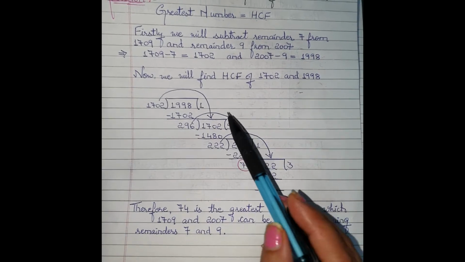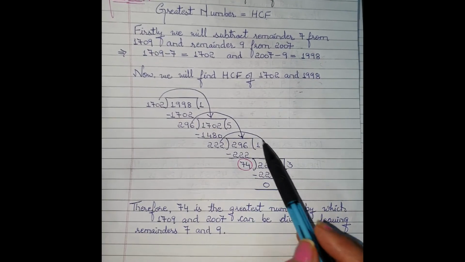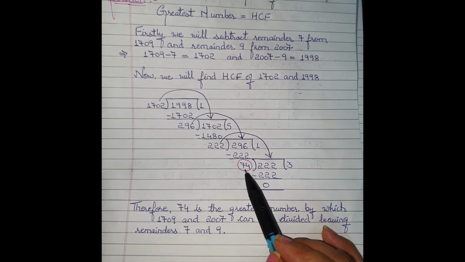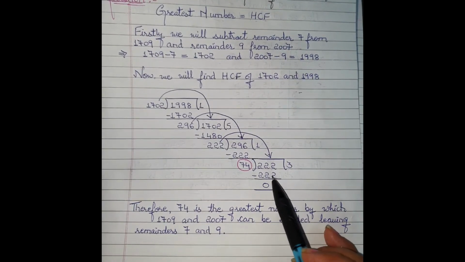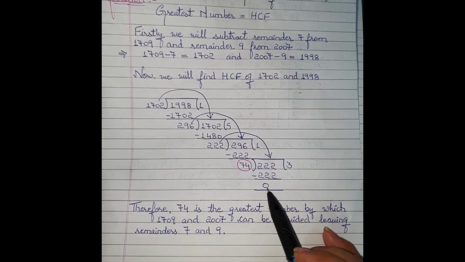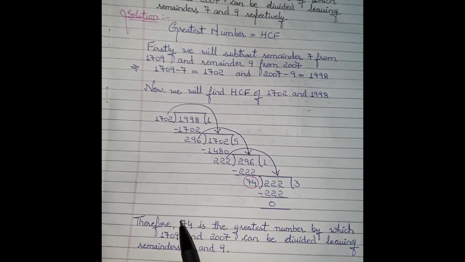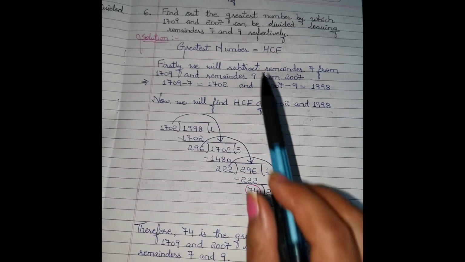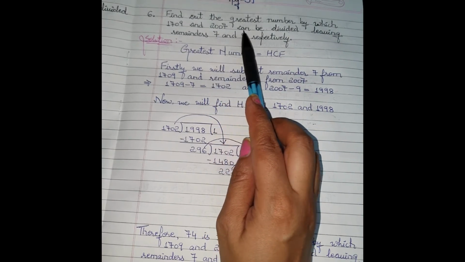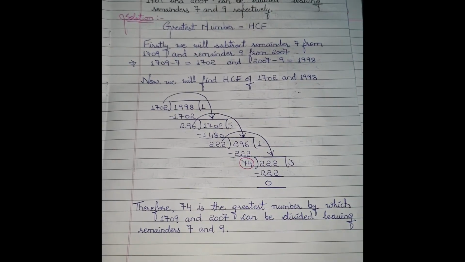Just remember, bring the previous remainder only down to the next step. So the remainder was 222, and now this remainder will come in the next step, 222. Now in the table of 74, 3 times comes 222. So I have written here 222. Subtract it. Now you will get 0. So we have got 0 here, so this will be the answer. So 74 is the greatest number. You will write: therefore 74 is, then again everything from the question, the greatest number by which 1709 and 2007 can be divided, leaving remainders 7 and 9 respectively.